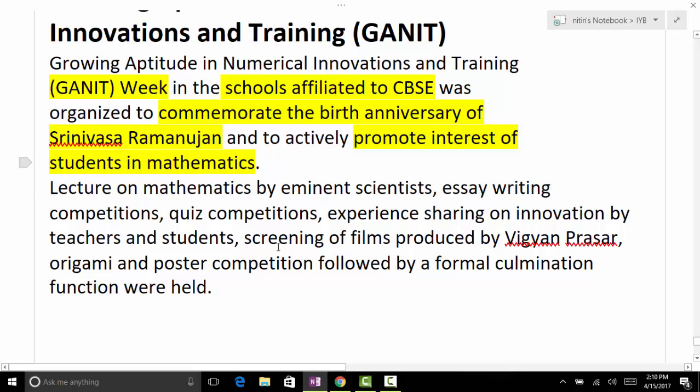Try to revise all these schemes first. There are so many schemes. Revise these schemes.